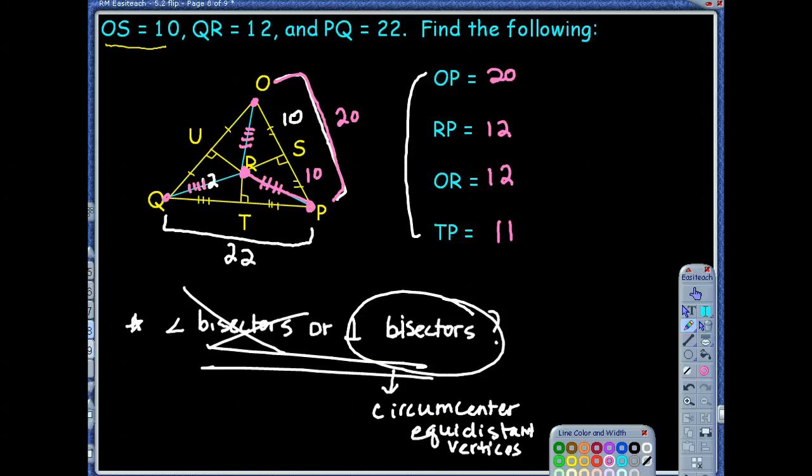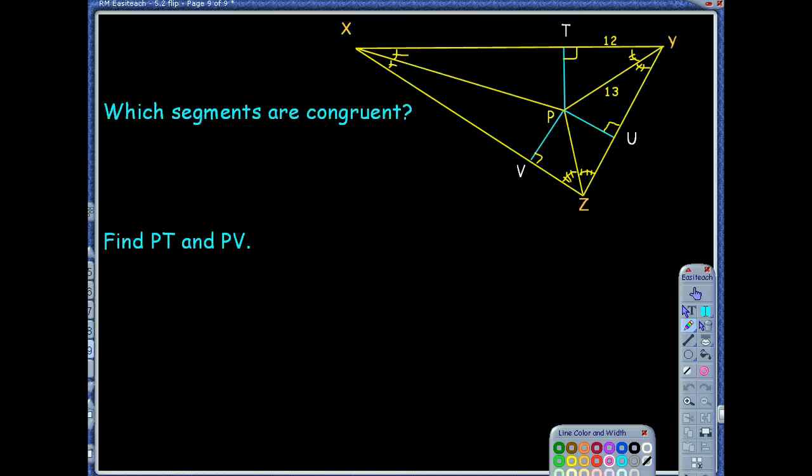Okay. Next one. Let's see. We've got which segments are congruent. Now, I like the way that you started the last one. As we look at this picture, what pieces do we have that are marked? Well, I see segments going to the sides that are perpendicular. So I might be dealing with perpendicular bisectors, but I don't see any bisecting of sides. I don't see congruent segments. And when I look at VZ and VX, they really don't look like they are either.